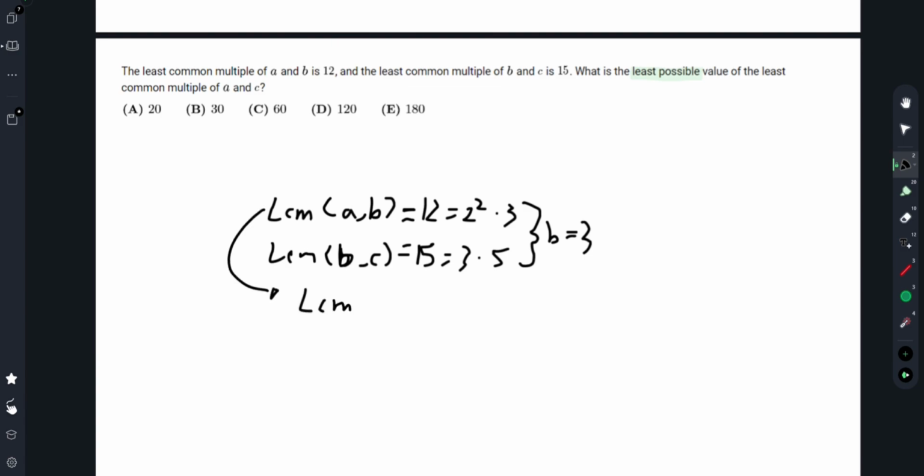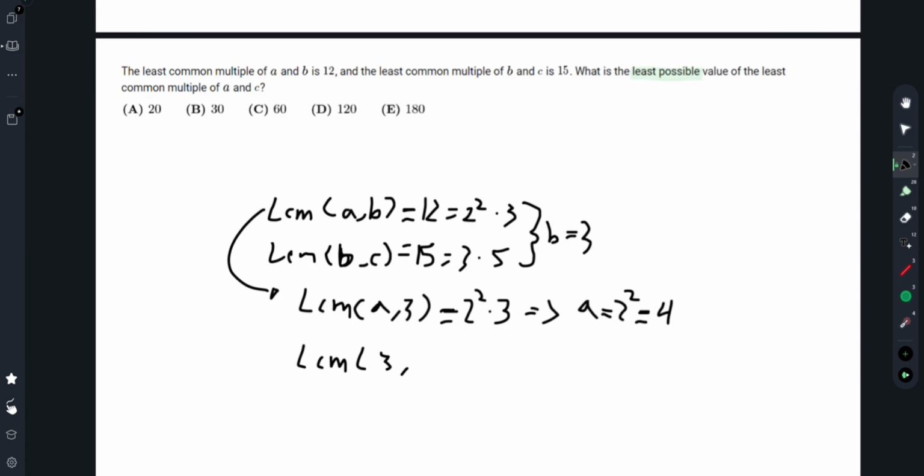So the LCM of A and 3 is equal to 2 squared times 3. When we're trying to find the least value of A, the smallest value is A equal to 2 squared, which is equal to 4. And for the second one, the LCM of 3 and C is equal to 15. If we're trying to find the smallest value of C, it would be 5.